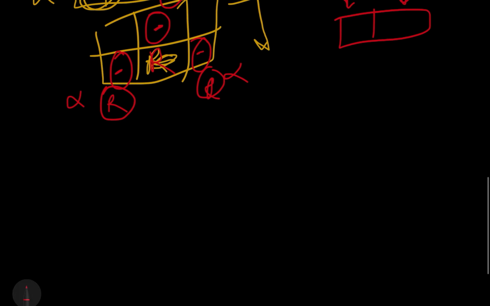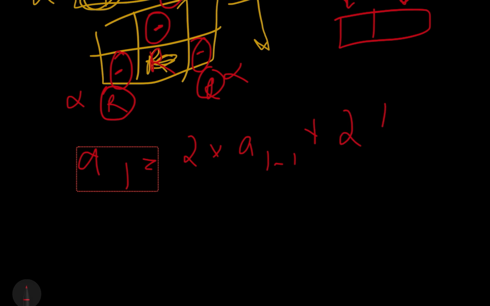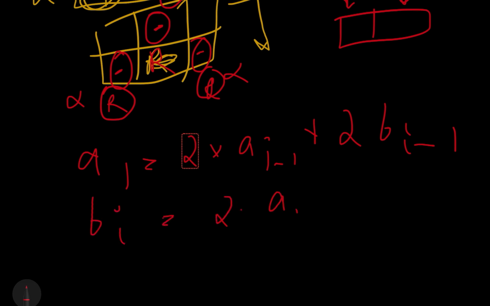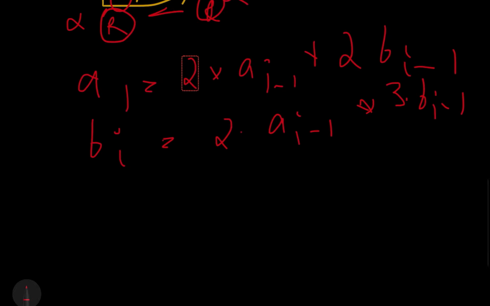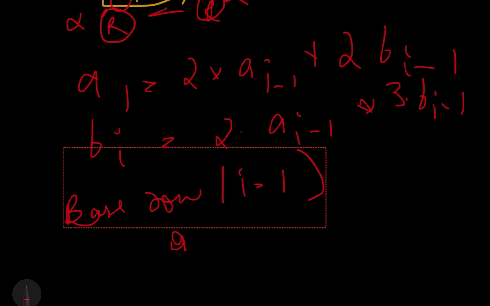So here is why each coefficient makes sense. Suppose a_i equals 2 times a_(i-1) plus 2 times b_(i-1). And b_i equals 2 times a_(i-1) plus 3 times b_(i-1). That's what we have seen here. So based on these values, the base row, with i equal to 1, would have a_i as 6 and b_i as 6.